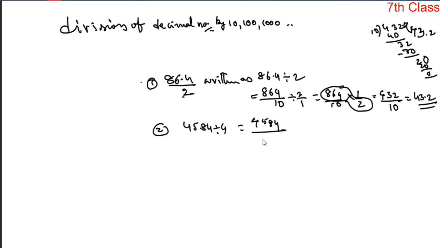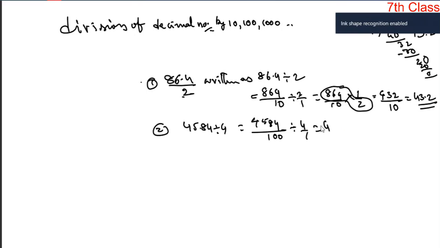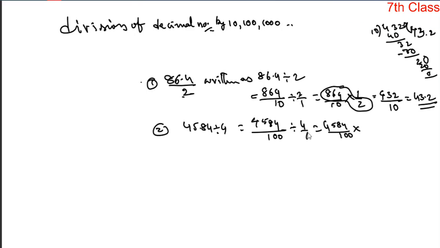4584 by how much? 10 or 100? 100. In the decimal part there are 2 digits, so you put 2 zeros. So divided by 4 means 4 by 1, which is equal to 4584 by 100 into, what is the reciprocal? 1 by 4. Now you divide these two numbers.